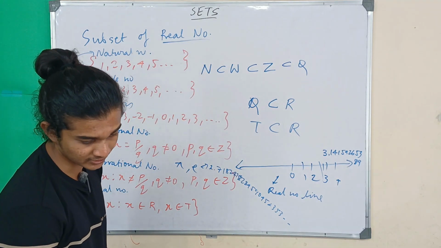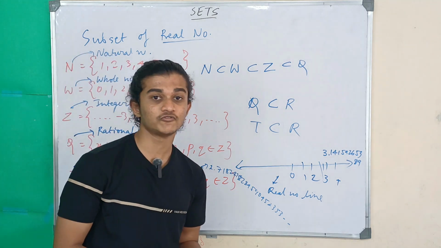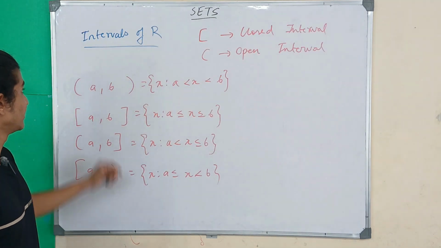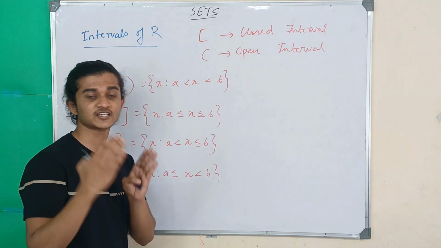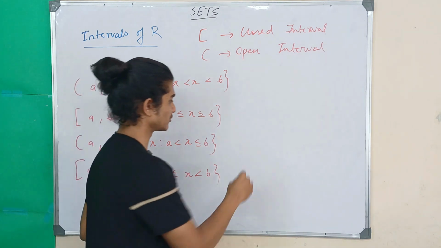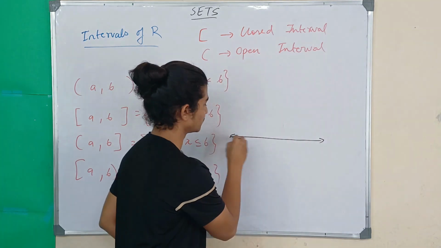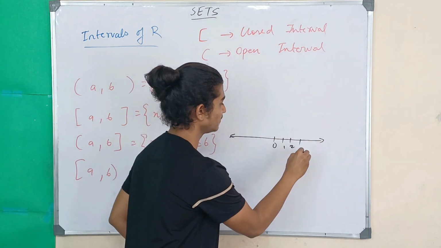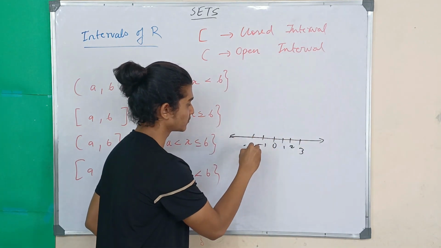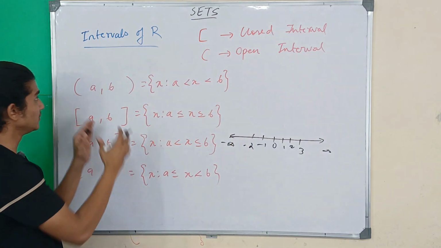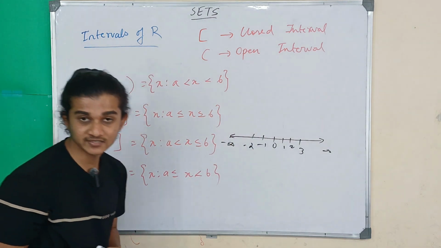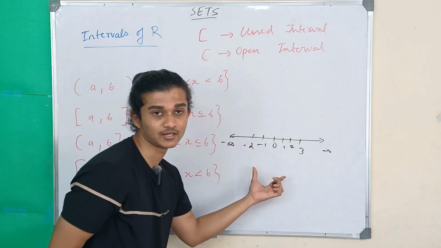Now let us try to understand intervals of real numbers. Intervals of R is basically a section in the real number line. So we have this real number line: 0, 1, 2, 3, and all the numbers in between, and -1, -2, all the way up to minus infinity, all the way up to plus infinity. So intervals of R is basically a part of this number line.